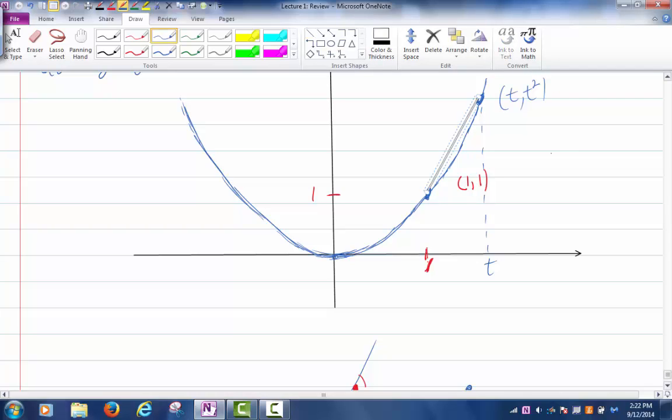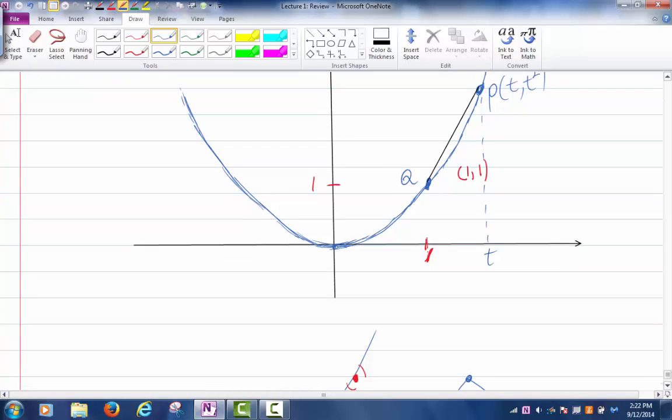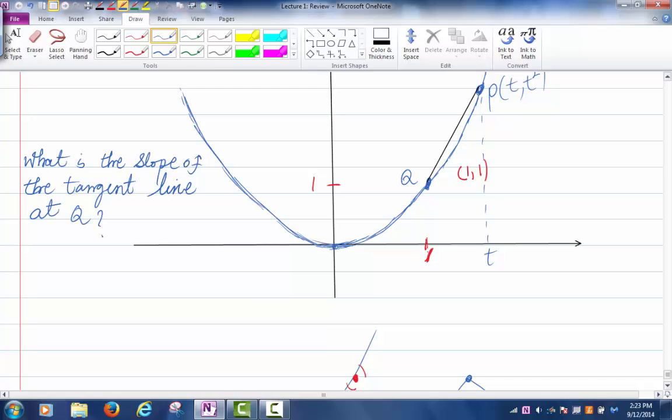Okay, so that's the straight line joining these two points, and I'm going to label this point as P, label this point as Q, and we want to know what is the slope of the tangent line at Q, as well as what does it mean to say that there is a tangent line at (1, 1)? What does it mean to say there is a tangent line?